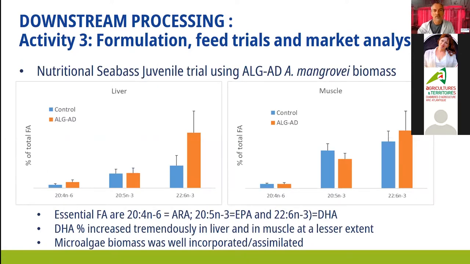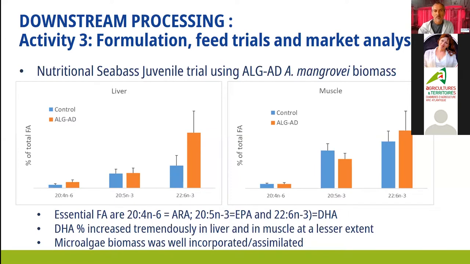Next, we looked at the fatty acid composition of the Seabass juveniles after 6 weeks of that dietary conditioning. And today we just focus on the results we obtained on the essential fatty acids, so the arachidonic acid, the EPA and the DHA. On the left, you can see the proportion in lipids from the liver, and on the right, the one from the muscles. In the liver, we can observe a significant and quite drastic increase of DHA as supplied by the macroalgae biomass, while the DHA increase in muscle was not that big.